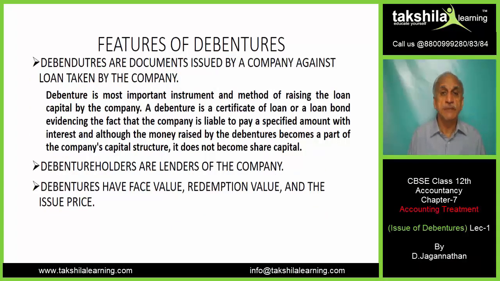What are the features of debentures which you should know thoroughly to understand the entities that we are going to discuss? Debentures are documents issued by a company against a loan taken by the company. When I am using the word document, it is a written certificate. It says the name of the company, is issued by the company, under the signature and under the seal of the company. It mentions the name of the debenture holder to whom it has been issued, the number of debentures, and the face value of a debenture.